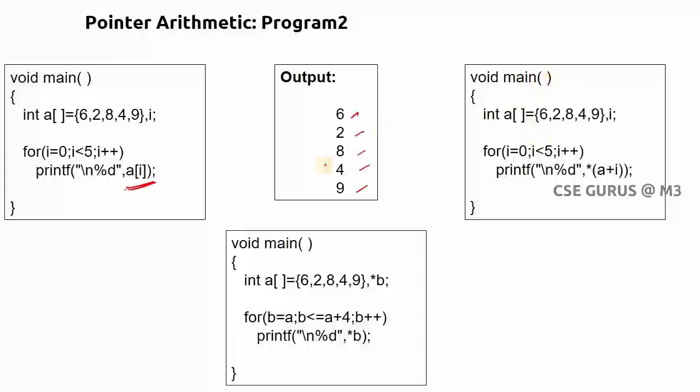Now what about this one? Again I have taken the same, but instead of a of i I am printing the pointer, star of a plus i. What is star of a plus i? a plus i means an address, and we take the value inside that address. Let us suppose i is 0, a plus 0 means the base address. What is the value inside it? 6. Next i is 1, a plus 1 is the address of the next element, and the value inside it is 2. So star of a plus 1 is 2. Like this, this also will print the same output.